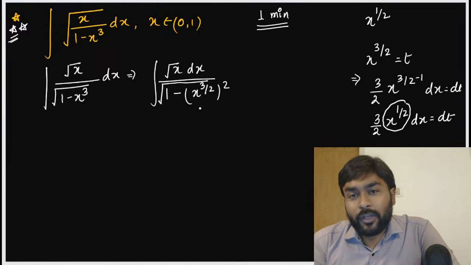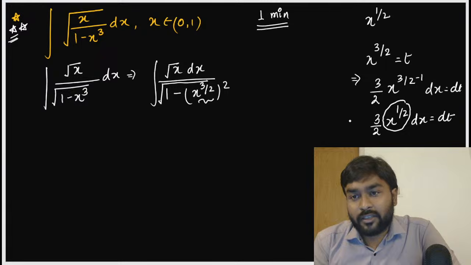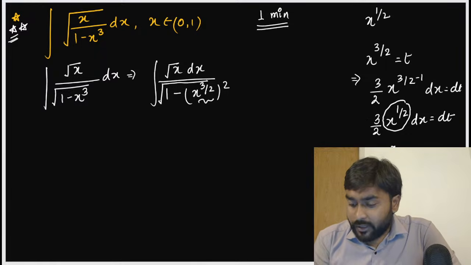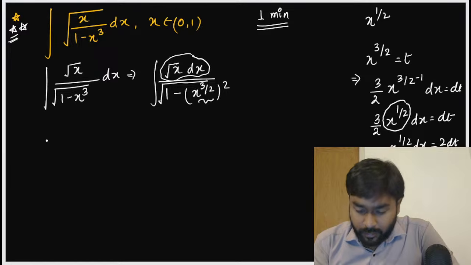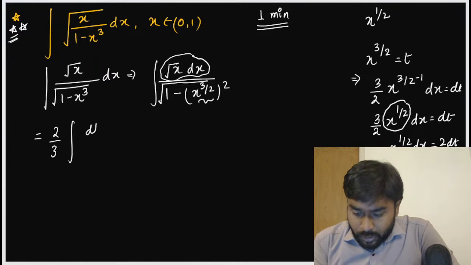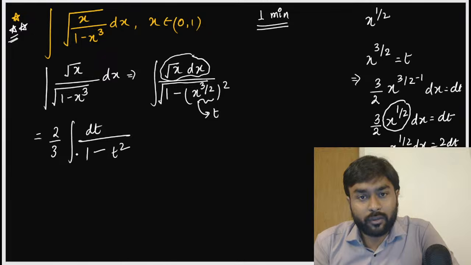So after this, what will happen? We will write this term as t. If you write this t, this will come, and this 3 by 2 you can transfer to the other side. So x power 1 by 2 dx will be what? 2 by 3 dt. Correct? So this will become 2 by 3 dt divided by 1 minus t square, inside root.